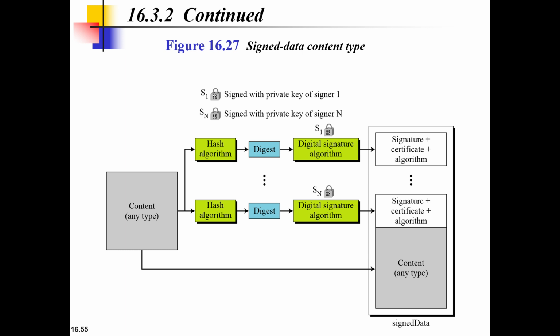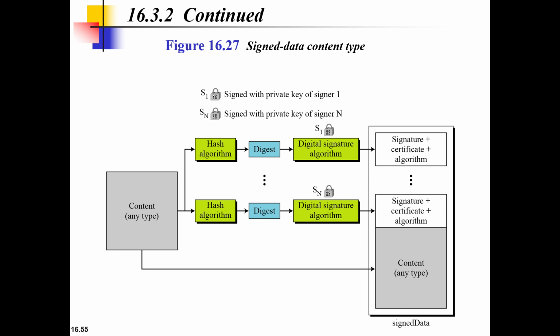First, for each signer, a message digest is created from the content using the specific hash algorithm chosen by that signer. Second, each message digest is signed with the private key of the signer. Third, the content, signature values, certificates and algorithms are then collected to create the signed data object.